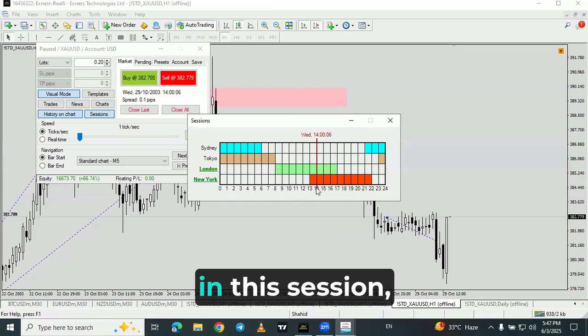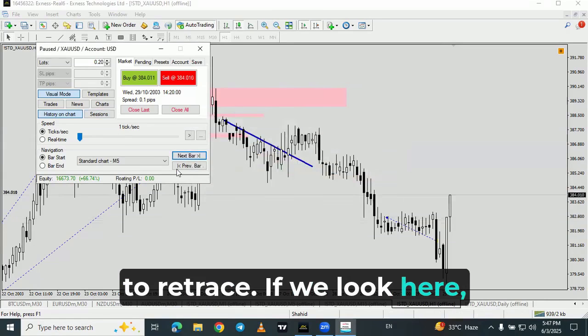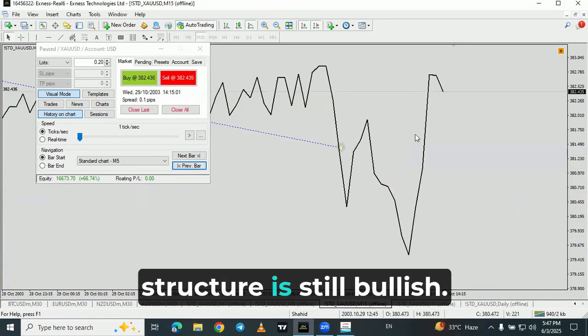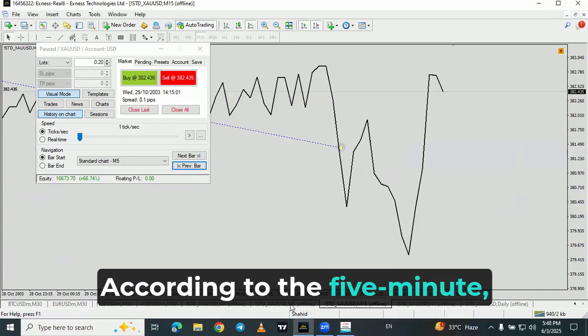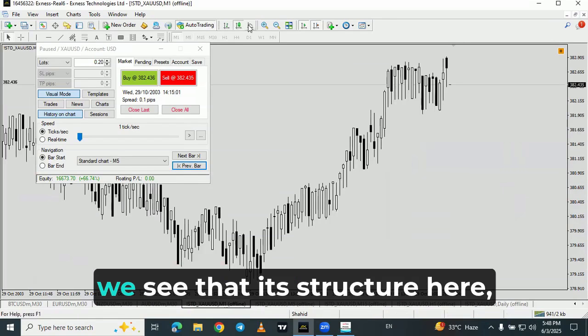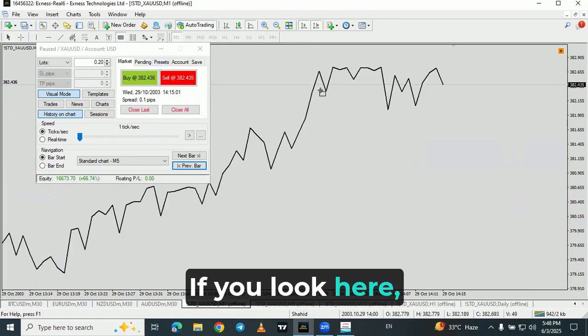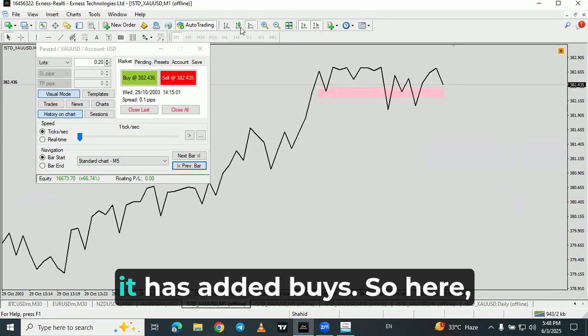This could be news in this session, and this is a news session, not an action. We are waiting for the market to retrace. If we look here, the 15-minute market structure is still bullish. According to the 5-minute, its structure is good. If we look at the 1-minute, we see that its structure here has ramped up and added buys. If you look here, it has added sells, and if you look here, it has added buys.